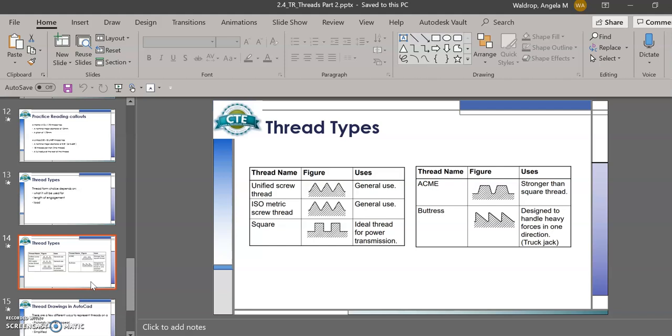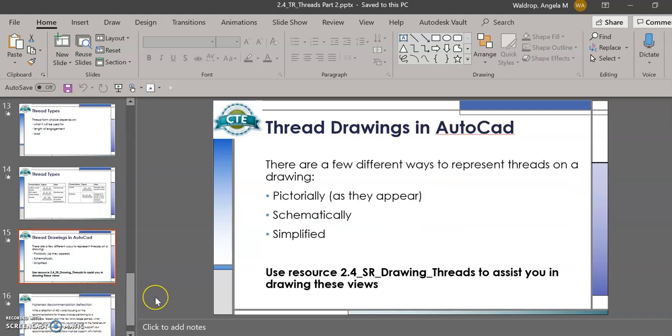This next slide here is basically the last thing you need to know. This is how the threads are represented on drawings. The first one is pictorially. This is basically a snapshot or picture of the threads. It is drawn as it's seen. This can also be very complicated to draw and usually isn't shown this way on drawings because it takes so much time and it's very complex.